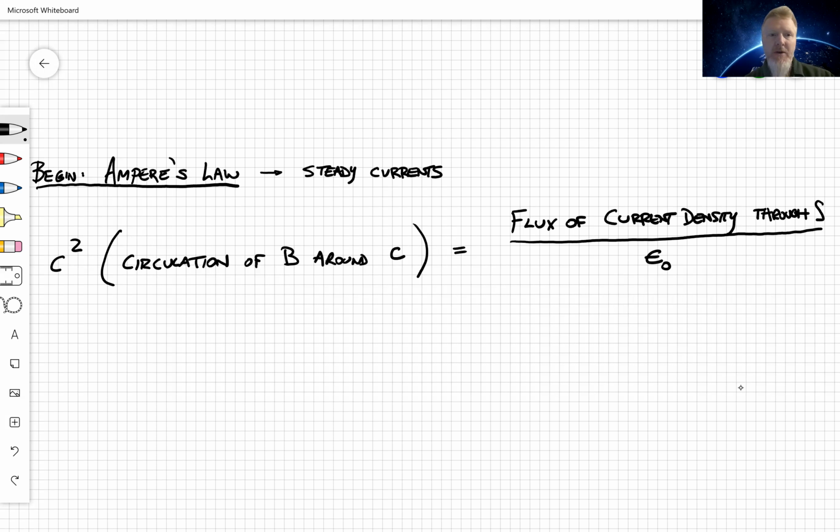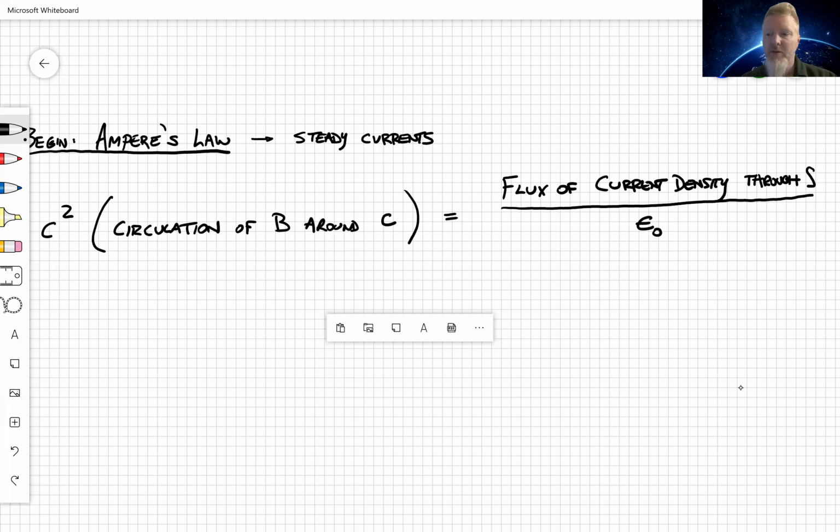So here we are with Ampere's law, which is going to play the magnetic role of Gauss's law. Finding the magnetic fields is going to be a situation of creating a loop for you to find the circulation of B, and look at the flux of current density through the loop surface and things like that. So here's the picture of what this looks like.